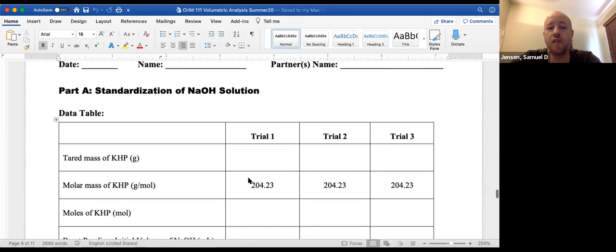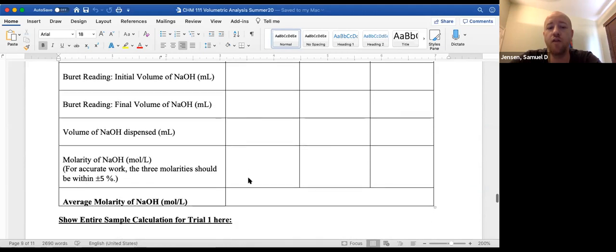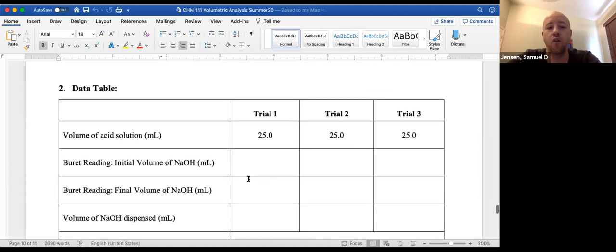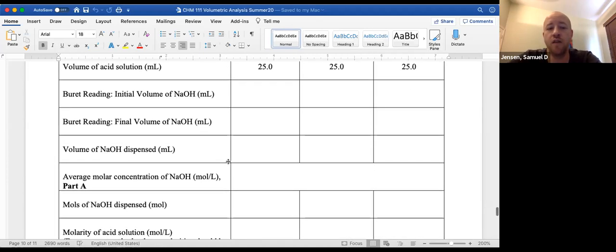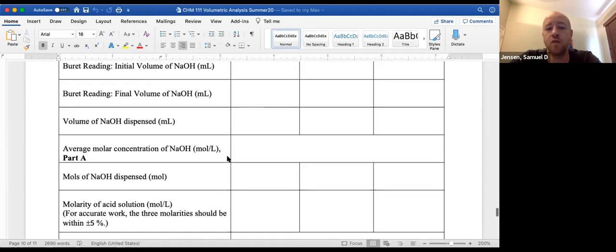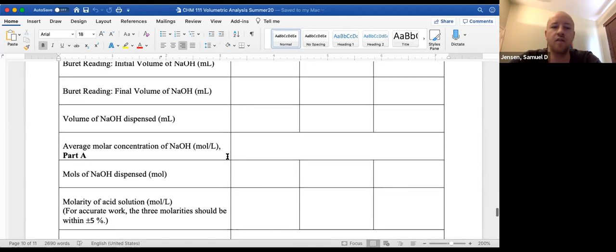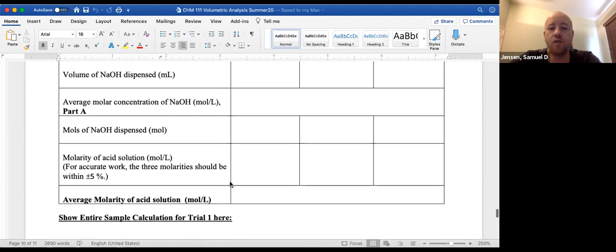All of these cells here are stuff that you would fill in if we were in the lab, and it's the same stuff you would do in the simulator. Part B, again, all of this stuff here is exactly as we would do in the simulator and exactly as we would do in the lab. And so the conclusion of part B is the molarity of the acid solution.